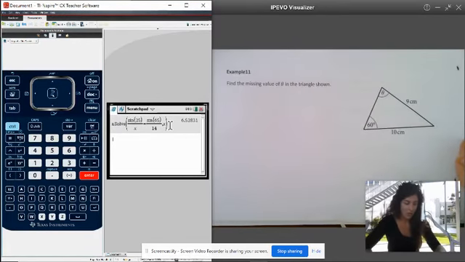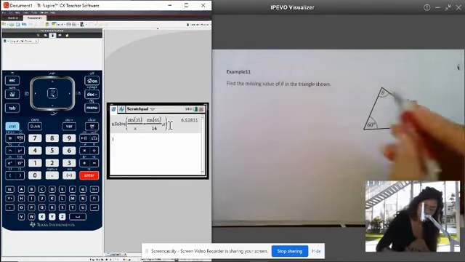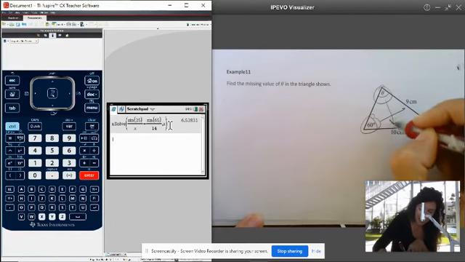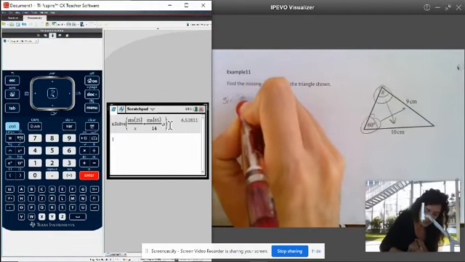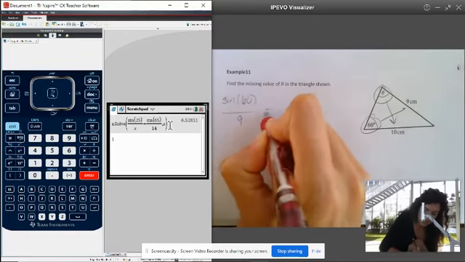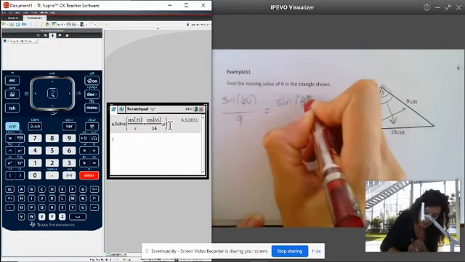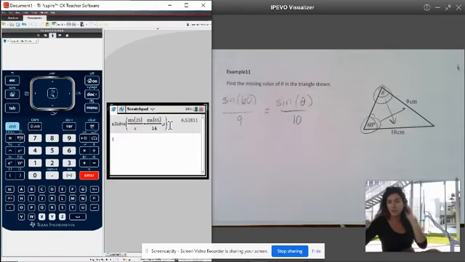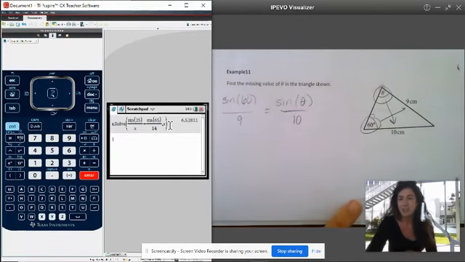All right, next problem. I'm going to go ahead and walk you through this. I would absolutely recommend using your numerical solve for this one. So, angle and its opposite, angle and its opposite: sine of 60 divided by 9 equals sine of theta divided by 10. Go ahead and use your numerical solve for it if you can, and tell me what you got.